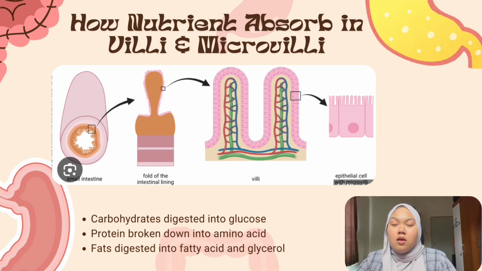Vitamins and minerals are also absorbed here. Water-soluble vitamins and minerals enter the blood capillaries, while the fat-soluble vitamins are absorbed together with fat into the lacteal. In conclusion, villi and microvilli play an important role in nutrient absorption by increasing surface area and allowing nutrients to enter the blood and lymph efficiently.